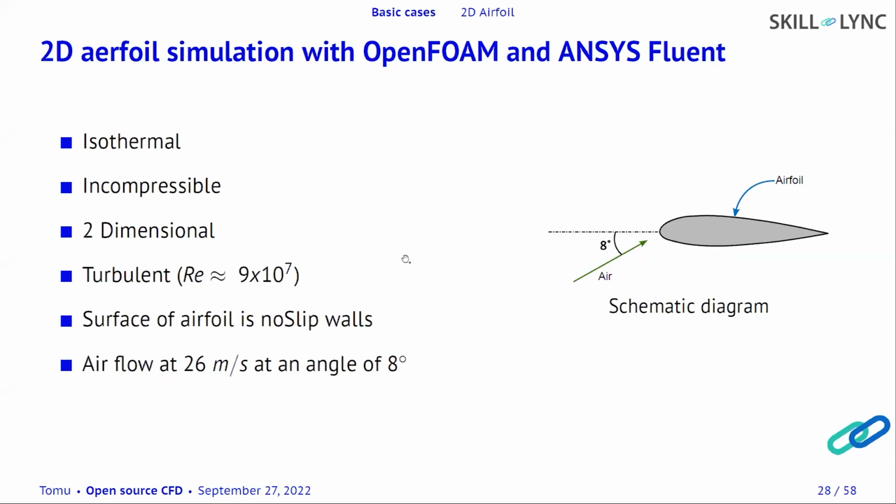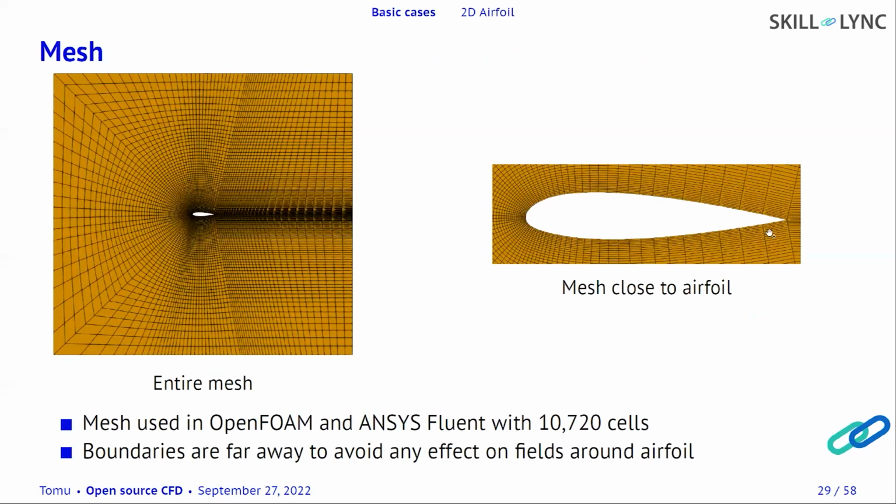Now this is the mesh used in both the tools. On the left side, you can see the entire mesh, and on the right side, you can see the zoomed in version. Whatever is shown here closer to the airfoil, the mesh will be looking like this. The total number of cells in this mesh will be around 10,000. And you can see the airfoil is very small compared to the entire mesh. This is because we want to avoid any effect the boundaries will have on the flow around the airfoil. That's why we have taken the boundaries very far away from our airfoil model.